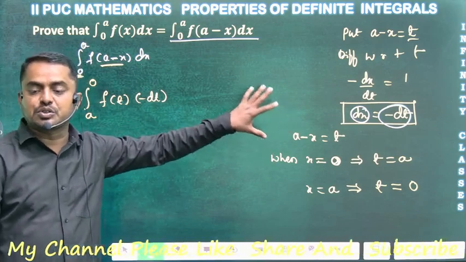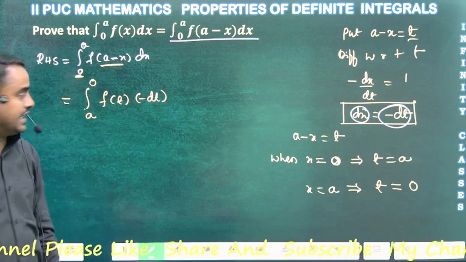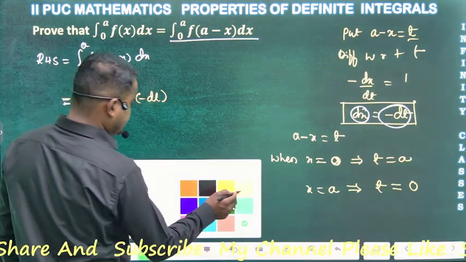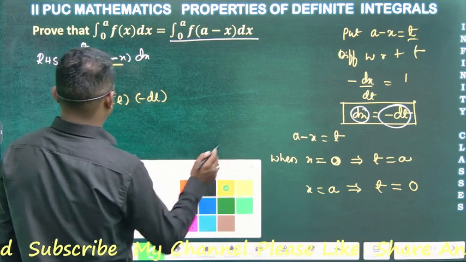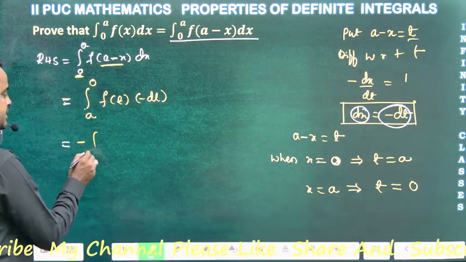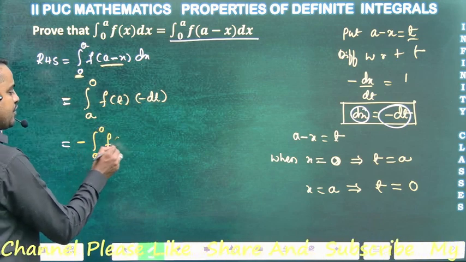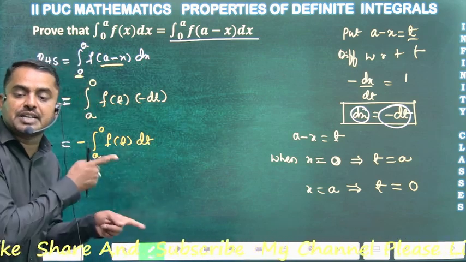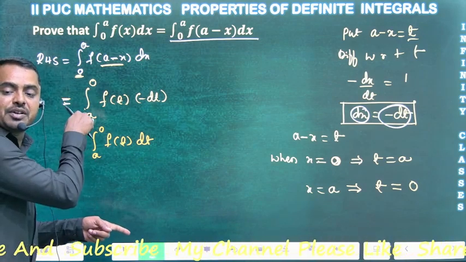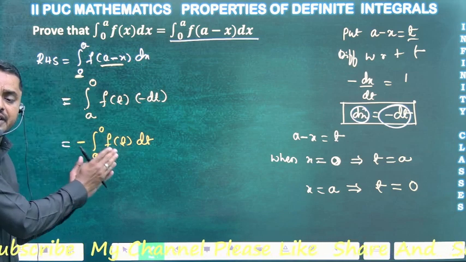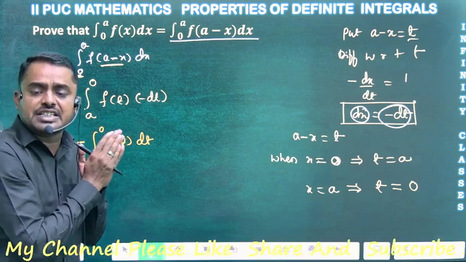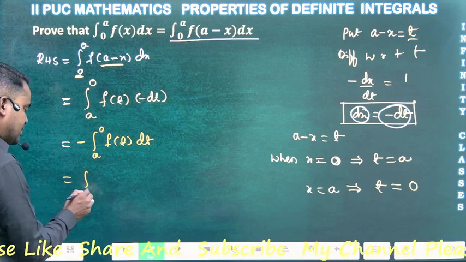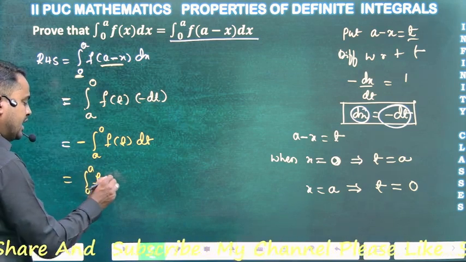After taking the substitution, we use it in the RHS. Now we have to take the minus sign outside: minus the integral from a to 0 of f of t dt. Now by the change of limit property, we interchange the limits, lower becomes upper and upper becomes lower, and the sign of the integral changes. After changing the limits, this negative sign goes out and it becomes plus: the integration of 0 to a f of t dt.